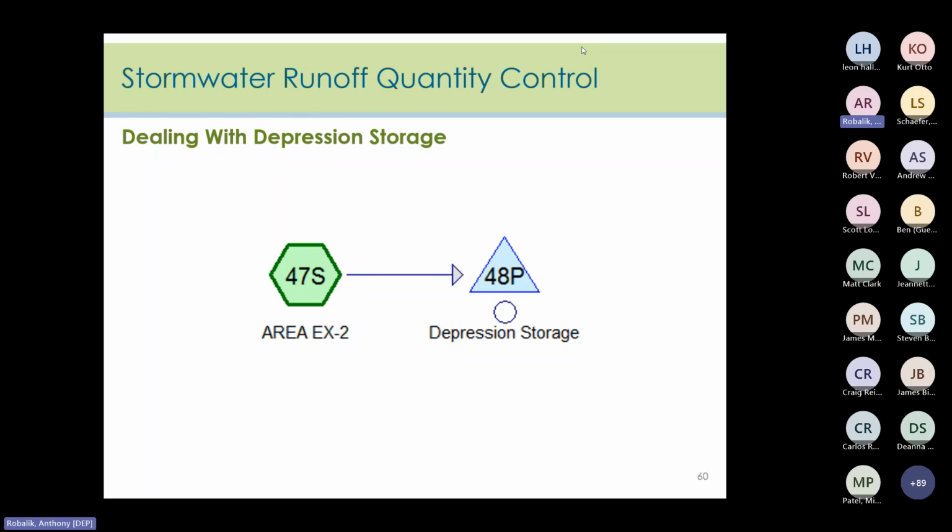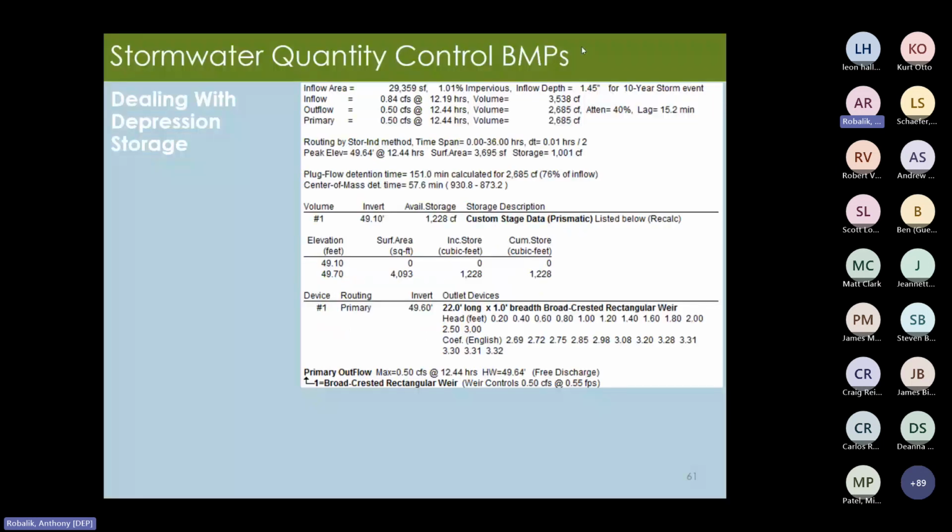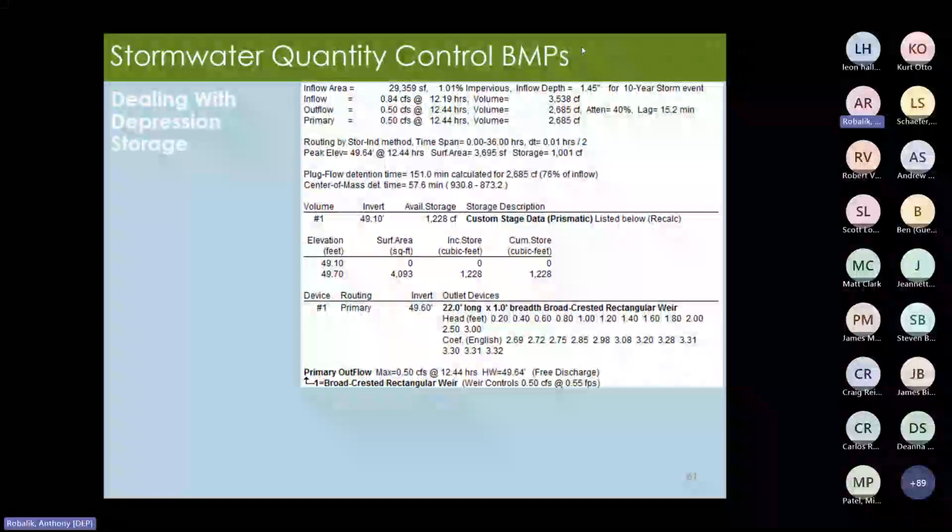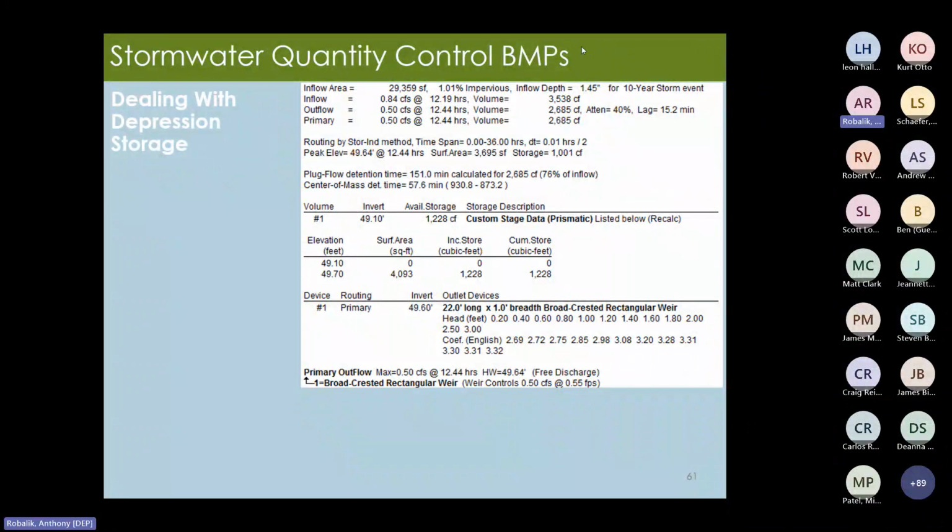So this is an example of depression storage modeled in HydroCAD. As you can see, the contributory area is routed to the depression, and the reviewer can input the parameters in the HydroCAD to make sure that the depression was calculated correctly. So in this case, this is the printout. The depression is modeled as a small detention structure discharging over a 22-foot long broad-crested weir. And the lowest elevation here is 49.1 feet and the highest is 49.7. And all this information is taken from the site conditions.